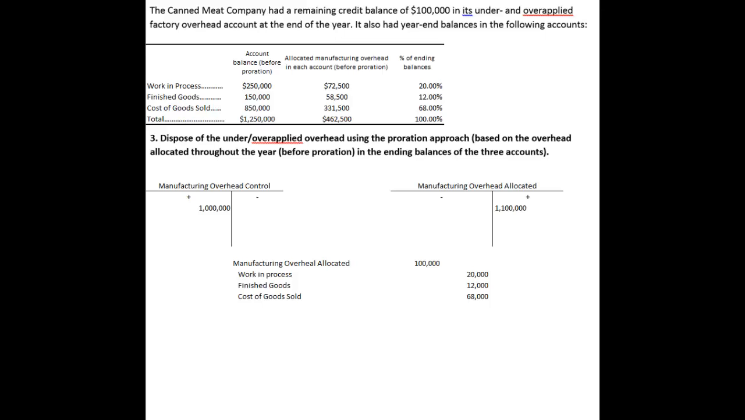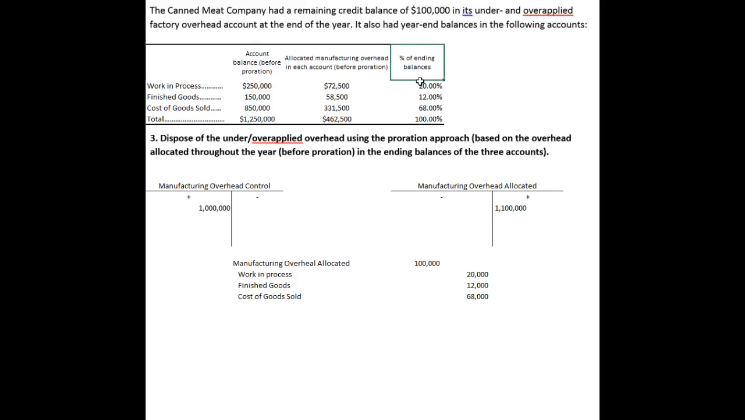Find on the screen here remnants from the second requirement that we just walked through, and I'm going to leave those here because I want us to see the difference between the two methods when we're talking about prorating the amount of the overhead that needs to be allocated, and the two different ways to do it.